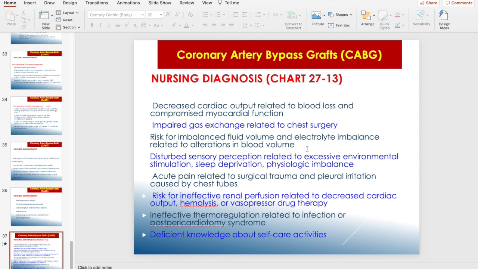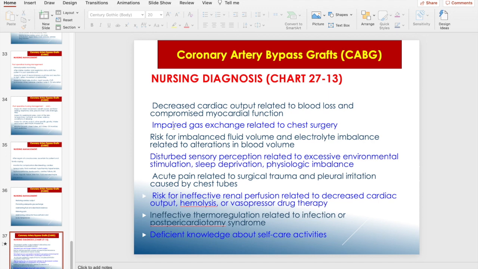This is some of the nursing diagnoses. You can read them from the book. You will have some of these nursing diagnoses in chart 27 and chapter 13. The patient will have decreased cardiac output related to blood loss and compromised myocardial function. As I explained, this is the procedure.